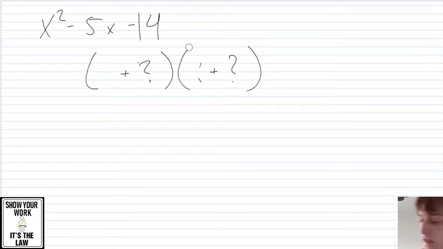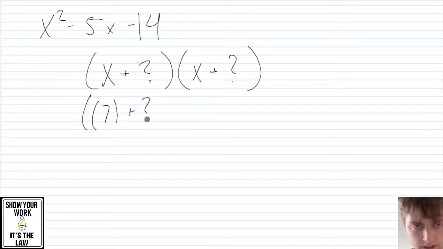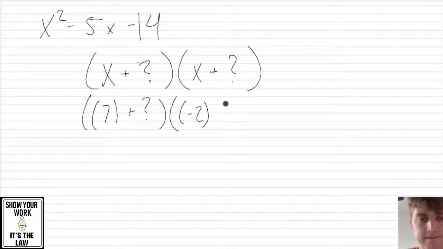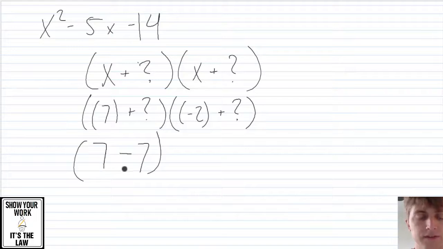Oh, I don't want to skip steps. That's a no-no. All right. So we're going to replace one of these with 7 plus something, and one of these with -2. And we want to know what plus 7 equals 0, or 7 plus what equals 0. So we know that 7 plus negative 7 equals 0.